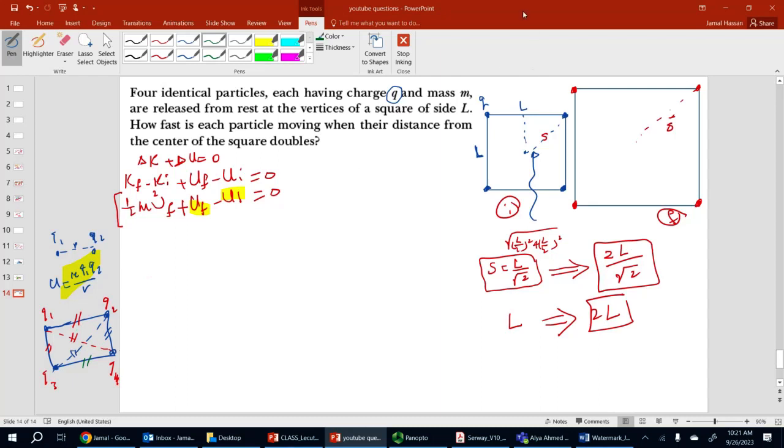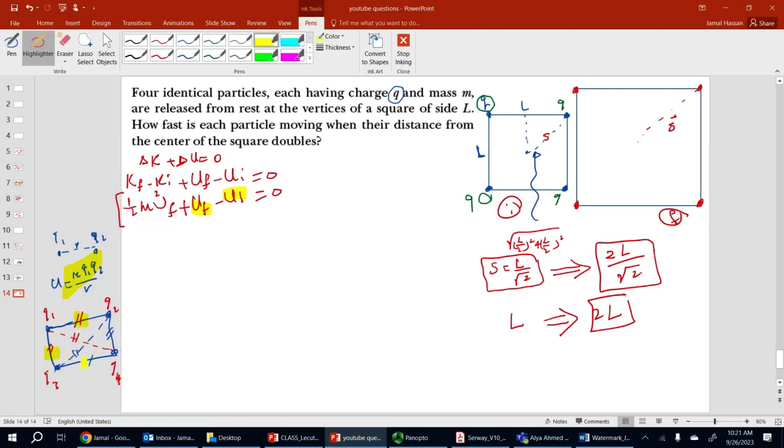But in our question, because Q's are the same, 4 terms. Let me highlight it so you know what I mean. This term, this term, this term, this term are the same, and the 2 diagonals are the same. So the U final and U initial can be written in the following way.